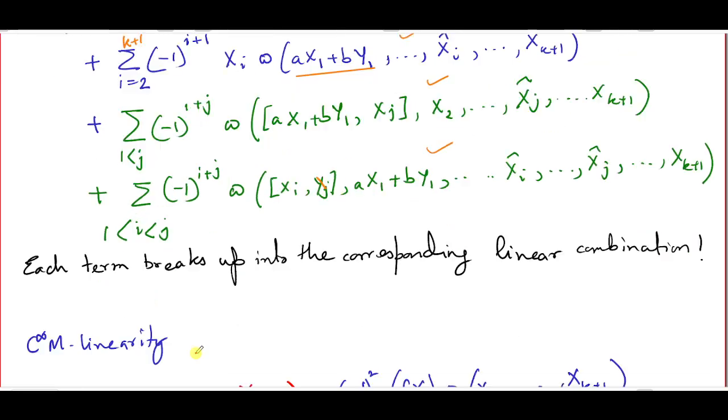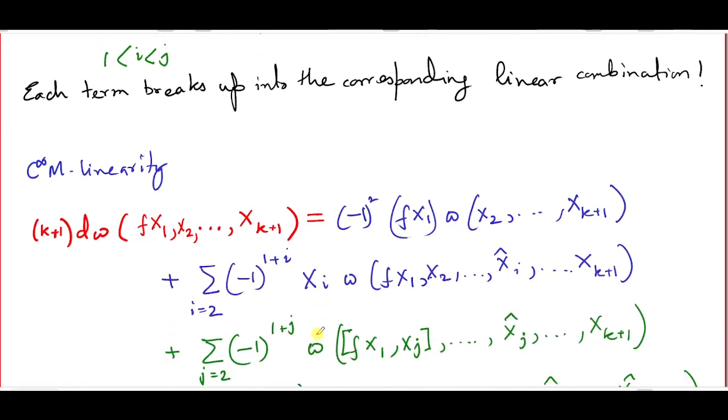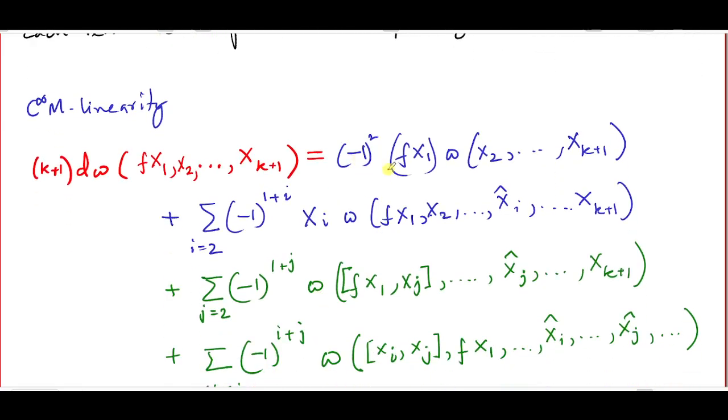So, we are looking at the action of d omega on a bunch of vector fields in which the first one, which used to be x1 before, has been replaced by f times x1, where f is a C-infinity function. Now, according to our definition, this expression breaks up, just like before, into four terms. The first sum in our definition gives rise to the first two terms in blue here, and the second double sum over i and j gives rise to the green terms here.